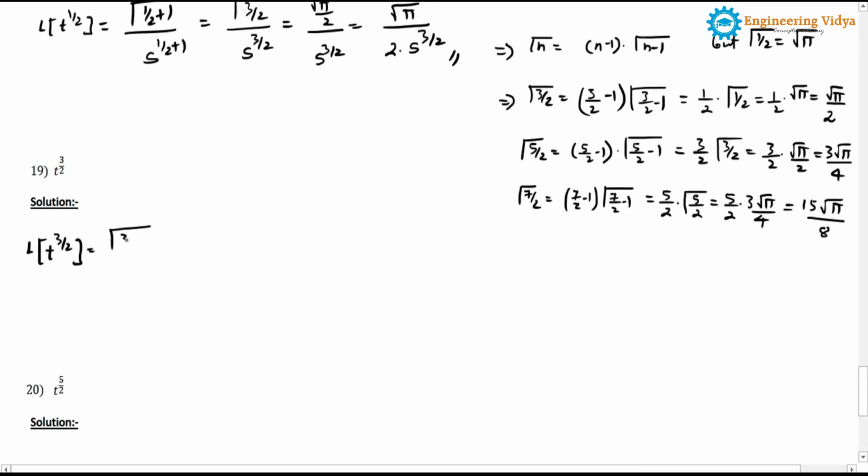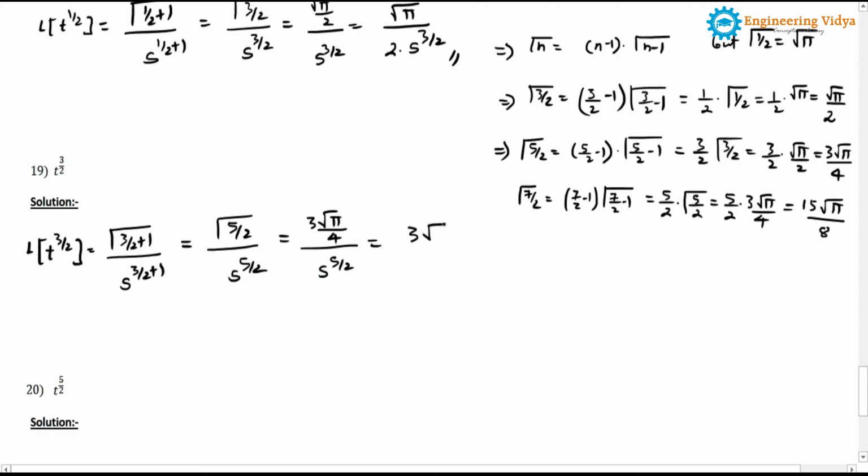Gamma of n plus 1 upon s raised to n plus 1: 3 by 2 plus 1 upon s raised to 3 by 2 plus 1, and 3 by 2 plus 1 is nothing but 5 by 2. So gamma of 5 by 2 upon s raised to 5 by 2, and gamma 5 by 2 has been already calculated, and it is nothing but 3 square root of pi divided by 4, right? And s raised to 5 by 2 will be as it is. Now 4 will go to down, so 3 square root of pi divided by 4 into s raised to 5 by 2.